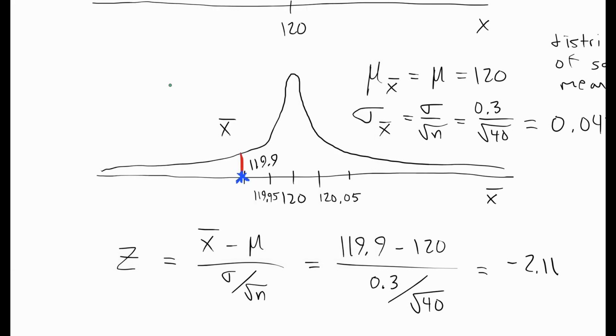And yeah, it looks like I put it in the correct place because this is a z of 0, negative 1, and negative 2. So the z-score of our sample mean is negative 2.11.